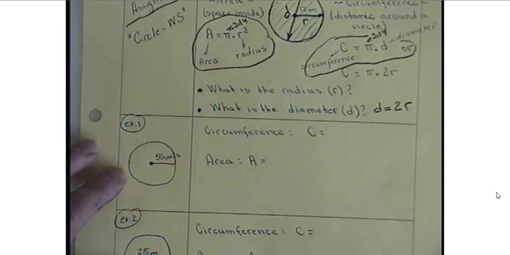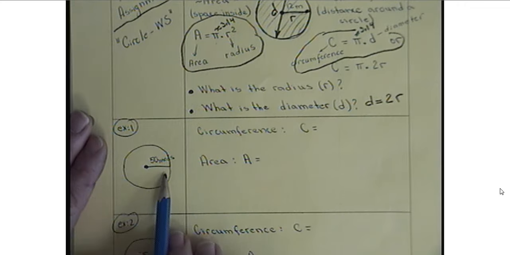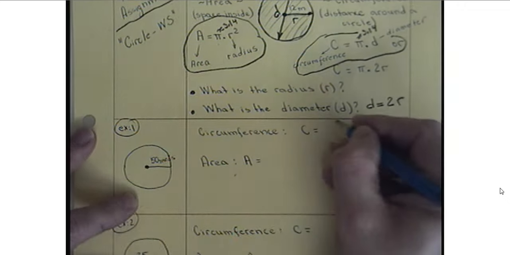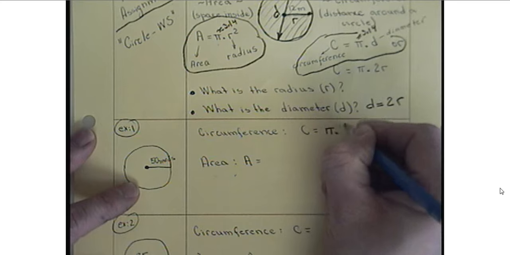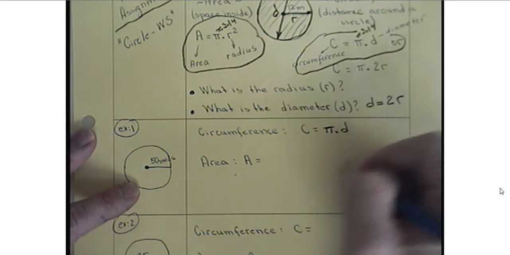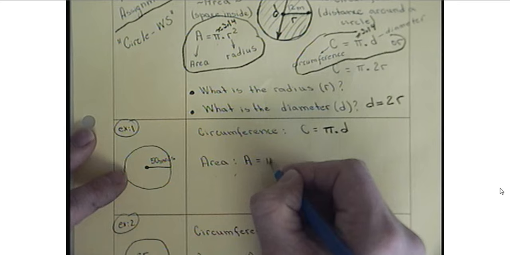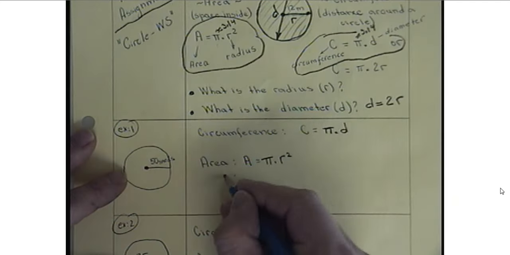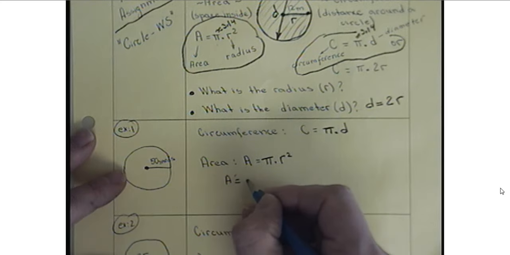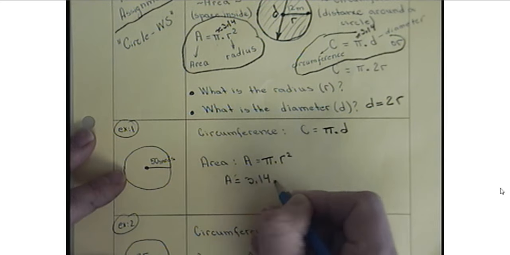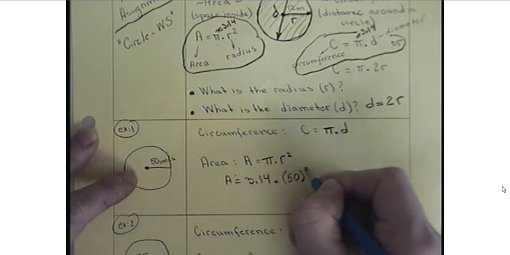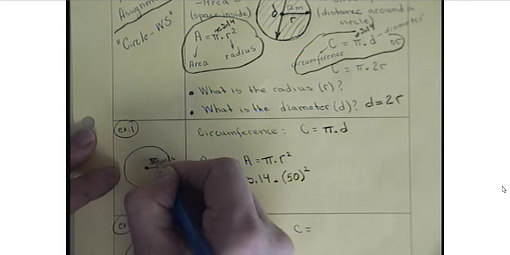Example number 1. We have a circle and we're asked to calculate the circumference and the area of this circle. The circumference formula is pi times d, and the area formula is pi times r squared. Now, if I need to calculate the area first, I will say A is equal to 3.14 times the radius, which is given to be 50 yards, to the second power. So this is 50 and this is r.